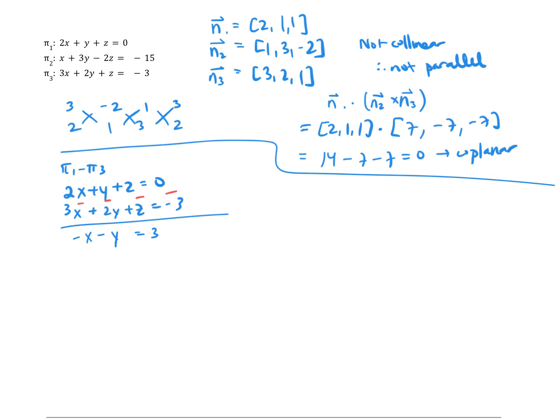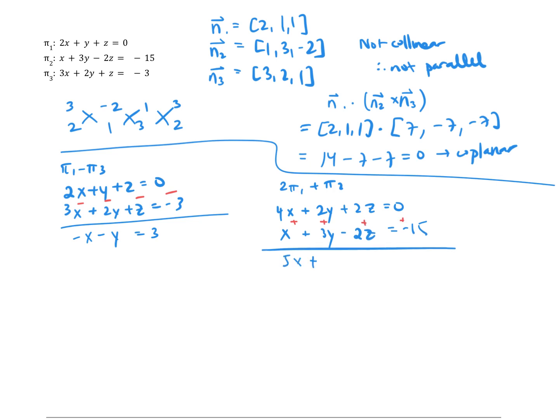And I'm going to eliminate z again. This time I'm going to use double plane 1 and I'm going to add it to plane 2. That's 4x plus 2y plus 2z equals 0. And x plus 3y minus 2z equals negative 15. We're going to add everything. And we have 5x plus 5y, z's are gone, equals negative 15. I'm going to multiply this one by 5.